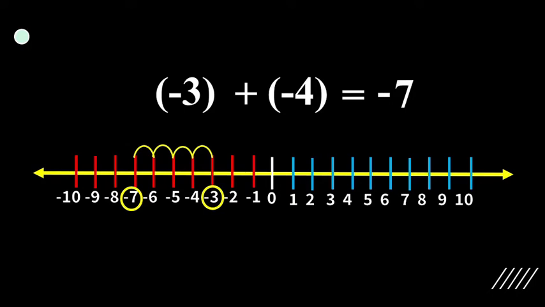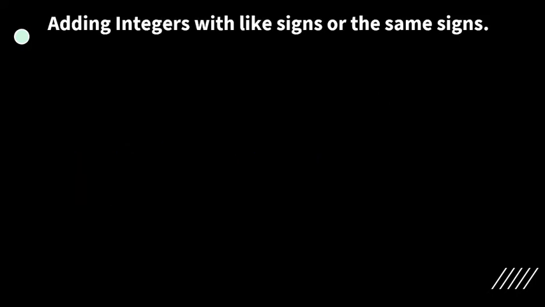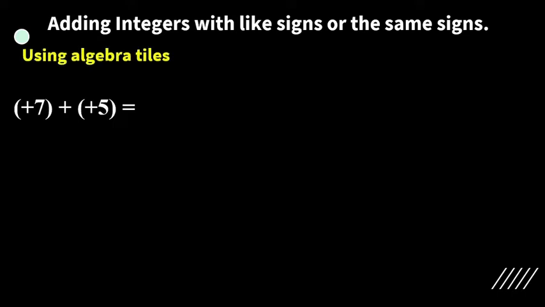Let's try another one. Positive 7 plus positive 5. This time, we will be using algebra tiles. Let us assume that the red tile represents negative 1 and the blue tile represents positive 1. You need to know that if we group or pair a positive and negative together, the result will be 0. Or if we add negative 1 plus positive 1 or vice versa, the answer is 0.